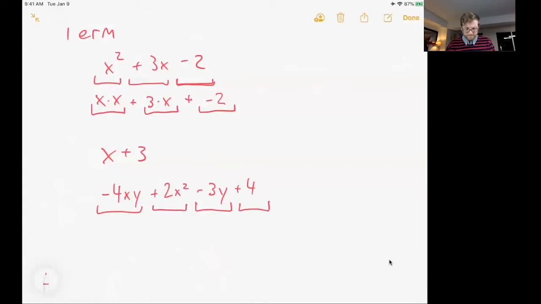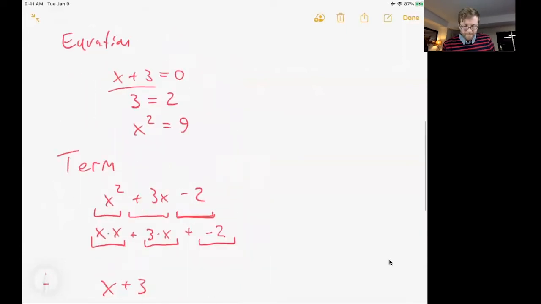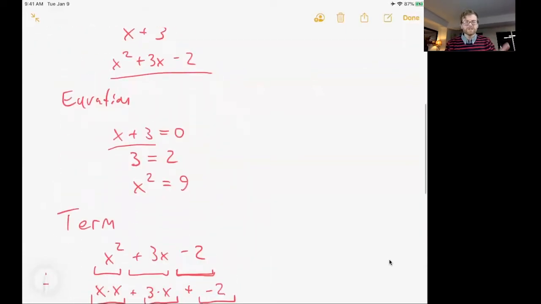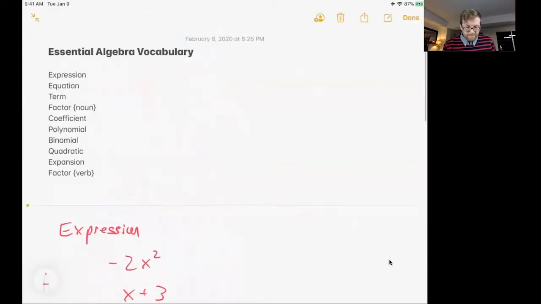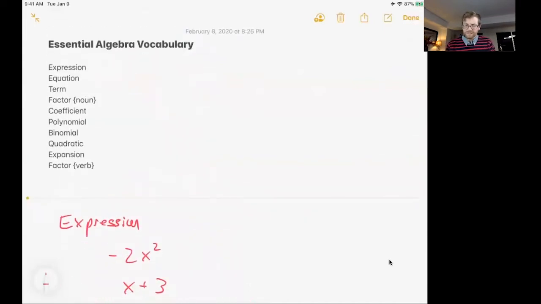Now, like I was saying before, remember that the negatives are included in the term. So this whole thing, -4xy, is the term, okay? And terms are summed up. That's how I want you to think of them. Okay, so we talked about expressions, equations, and terms. Being really familiar with these is going to make everything easier.